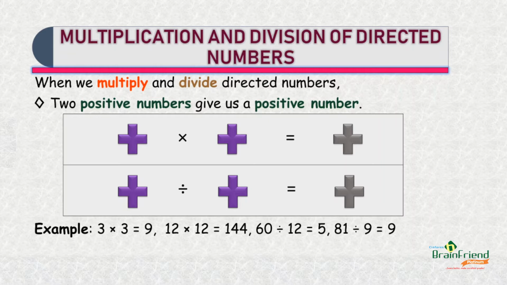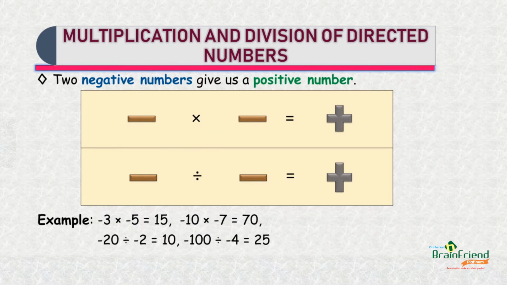When we multiply and divide directed numbers, it is important to note that two positive numbers always give us a positive number. That is, plus times plus will give us plus, and plus divided by plus will also give us plus. For example, 3 times 3 is 9, 12 times 12 is 144, 60 divided by 12 is 5, and 81 divided by 9 is 9.